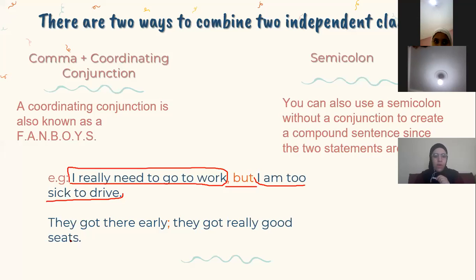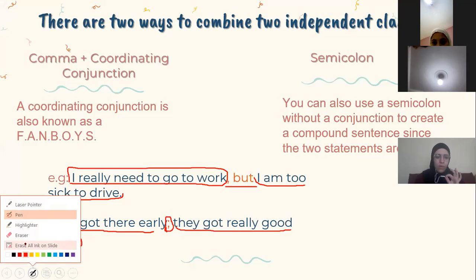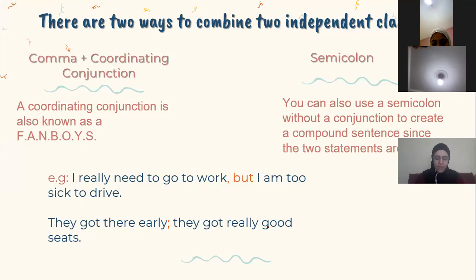Okay, let's continue. They got there early, the first independent clause. They got really good seats, the second independent clause. I joined them with a semicolon to make a compound sentence. You see, guys, just a semicolon. These are the only ways to join independent clauses to make compound sentences together.